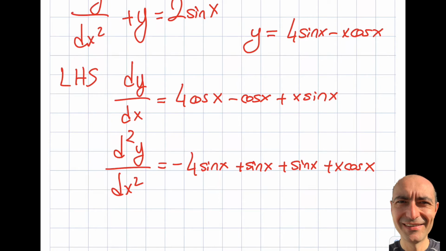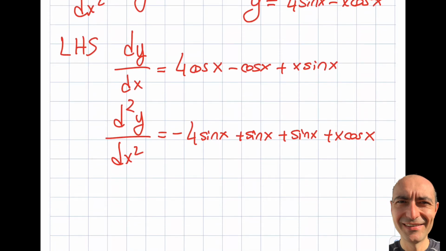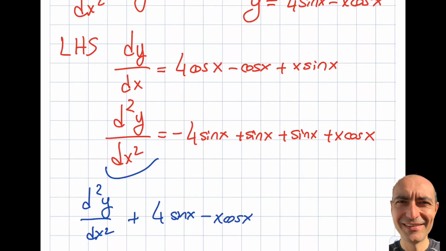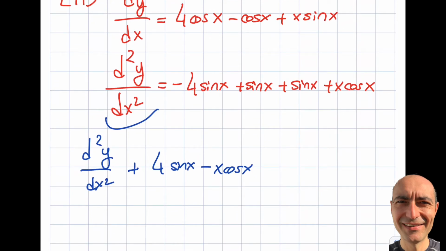Let's change colors. So basically I'm going to take this. I'm not going to rewrite it, but that's going to be d squared y dx squared. And I'm going to add the solution, which is 4 times sine x minus x cosine x. Okay, so let's take a look at what will happen. So the sine x, this becomes 2 sine x. Do you see I have a negative 4 sine x and plus 4 sine x, so these two cancel.